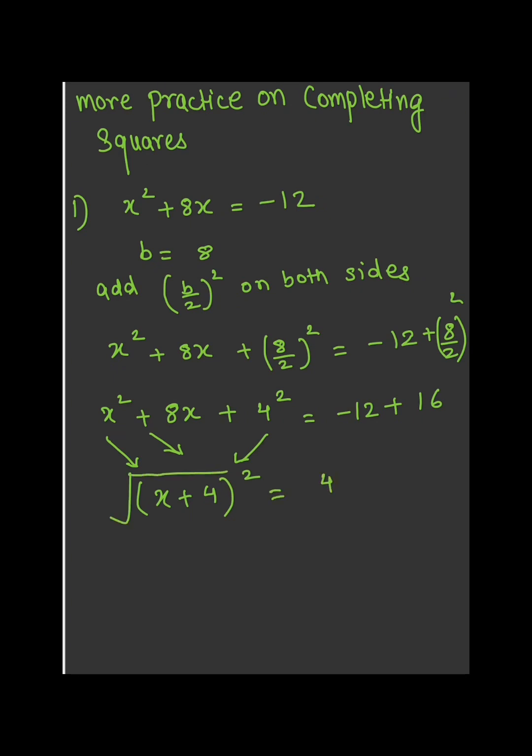Now to solve this further, we'll find the square root of both sides, which will give us x plus 4 equals plus or minus the square root of 4. The square root of 4 is positive and negative 2, so x plus 4 equals positive 2, or x plus 4 equals negative 2. Subtract 4 on both sides to find the value of x. x equals 2 minus 4, or x equals negative 2 as our first solution.